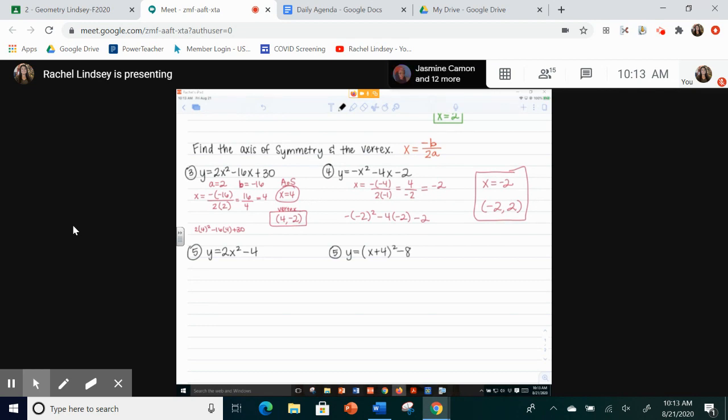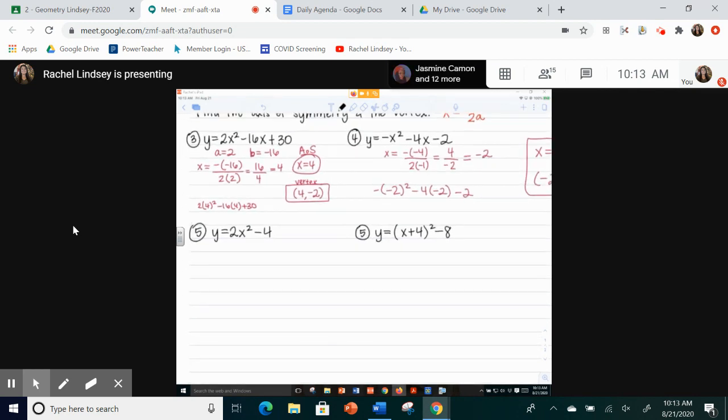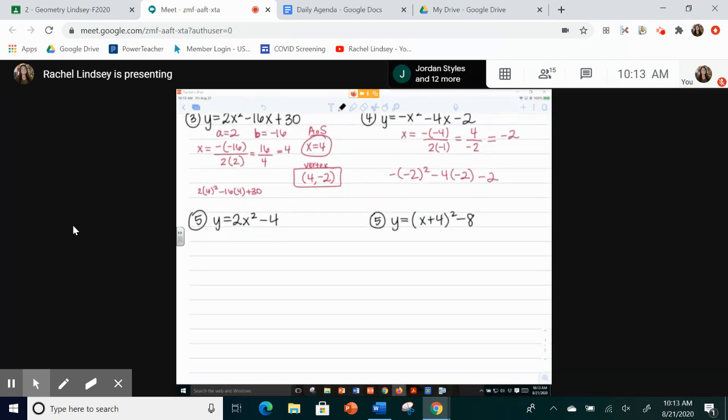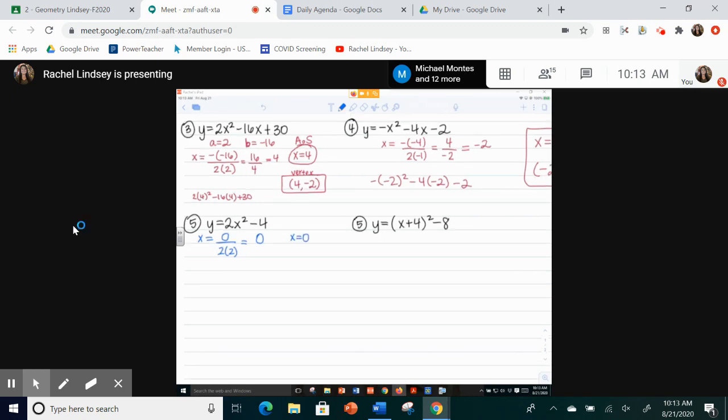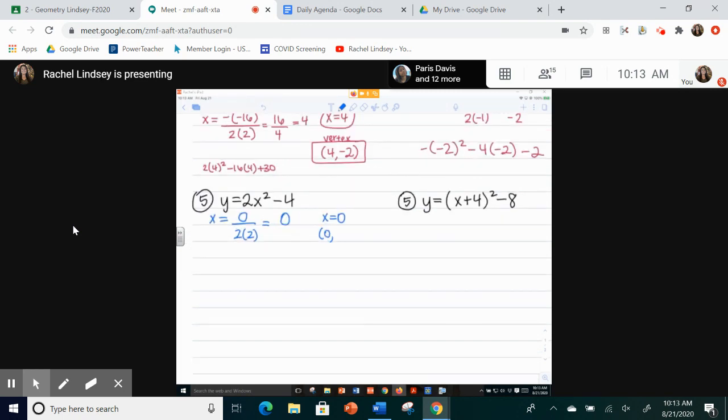Okay? So finding my axis of symmetry and my vertex on number 5. I need to do -b over 2a. What's my b value? 0. So I'm going to have 0 over 2 times 2. 0 divided by anything is always 0. So my axis of symmetry is x equals 0. And then I'd plug that 0 back in. 2 times 0 is 0. Minus 4 gives you -4. So there's your axis of symmetry and your vertex.